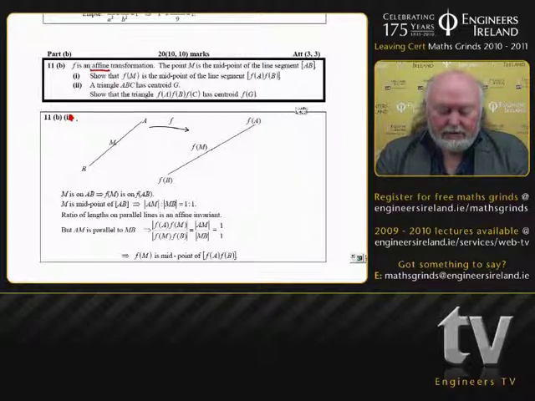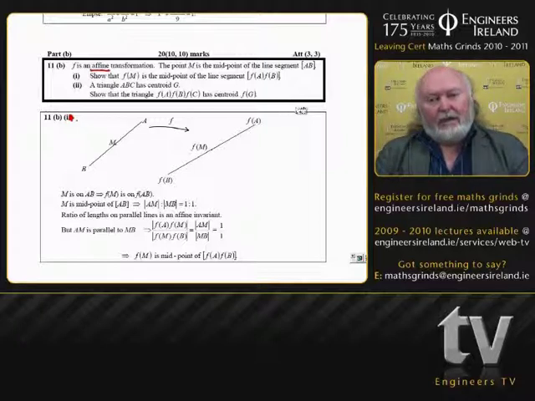There are 5 lines to prove this by the reasoned approach in transformations. So let's just read through them carefully. M is on AB. F of M is on F of AB.